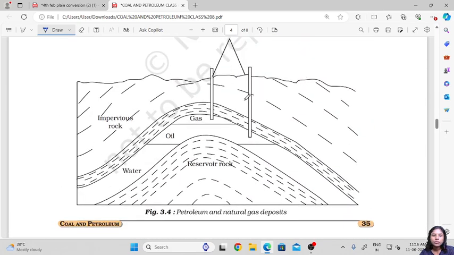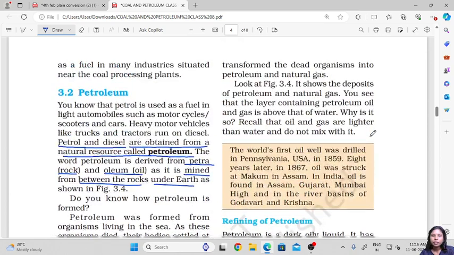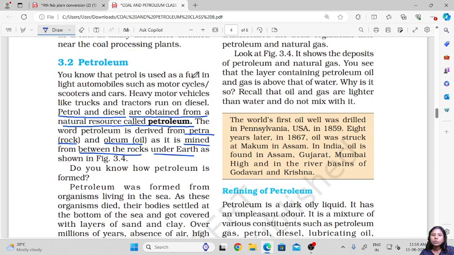So here this figure depicts petroleum and natural gas deposits. We can see there's water, oil, gas, there's this reservoir rock, and there are impervious rocks. Now it shows the deposits of petroleum and natural gas. You see that the layer containing petroleum, oil and gas is above that of water.